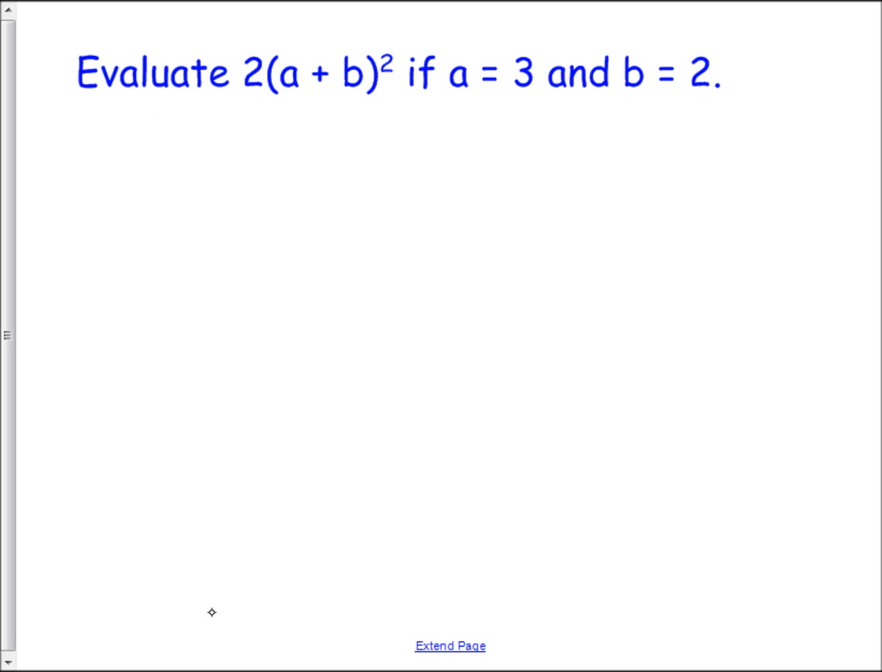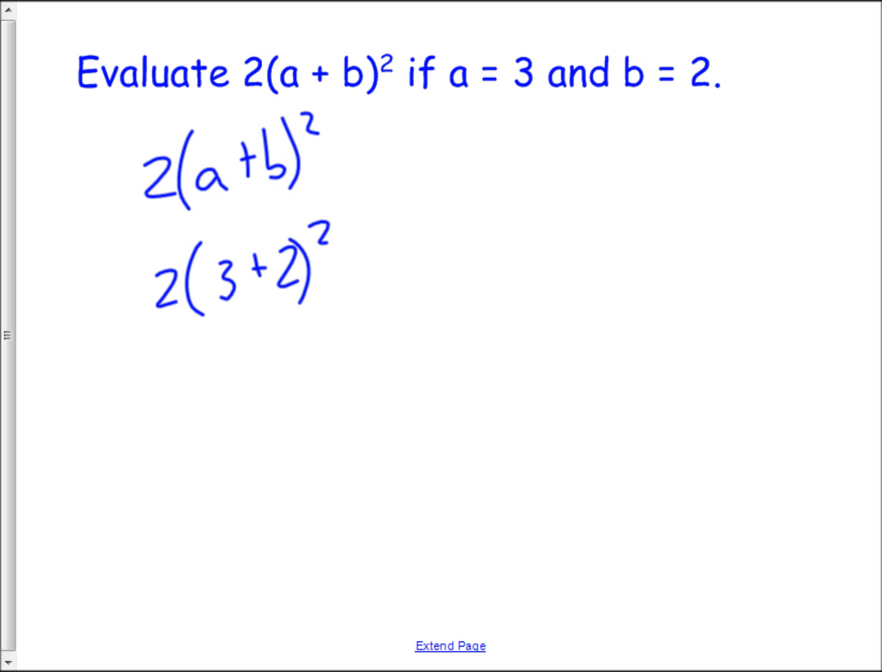All right, again, evaluate the expression. So we're going to do 2 times the quantity A plus B, quantity squared. All right, now we're going to substitute: 2 times, A is 3, plus B is 2, and quantity squared. So first thing is PEMDAS. We need to do the parentheses first, so 2 times quantity 5 squared.